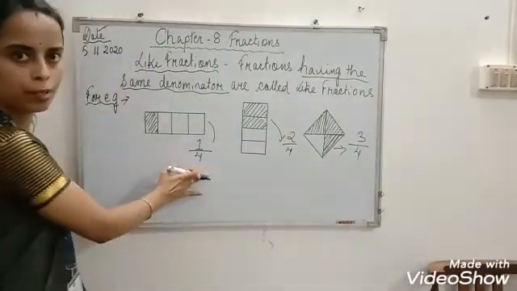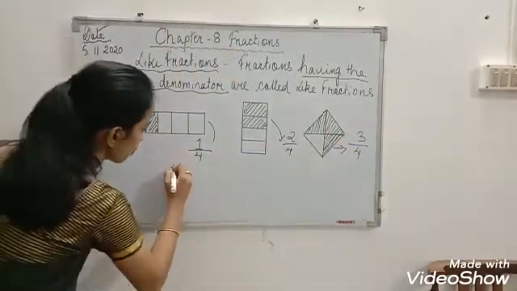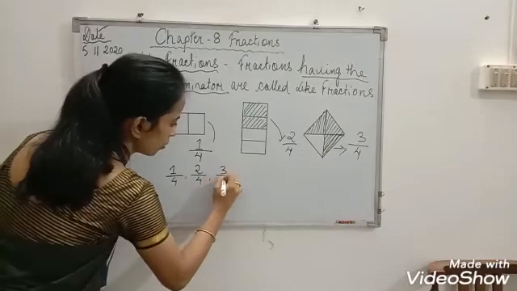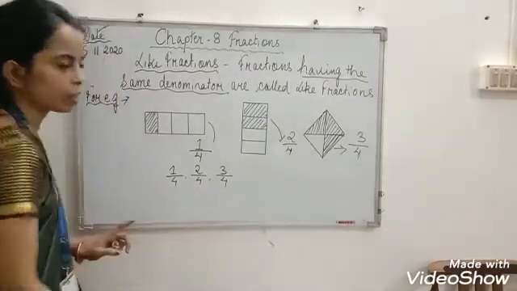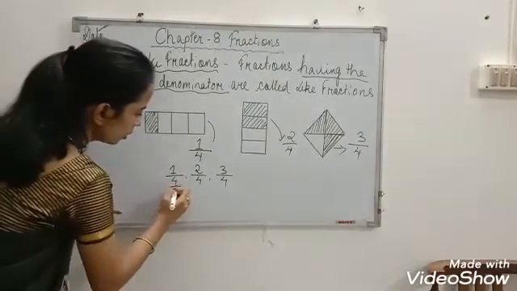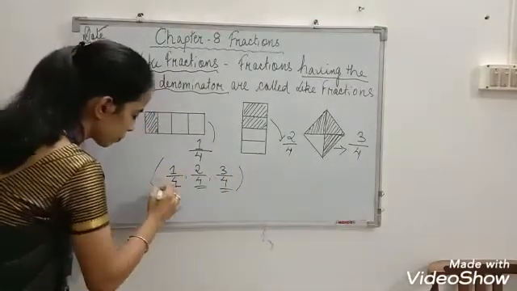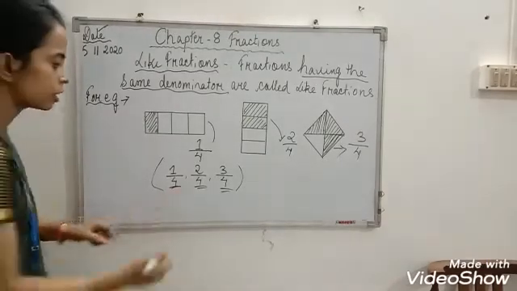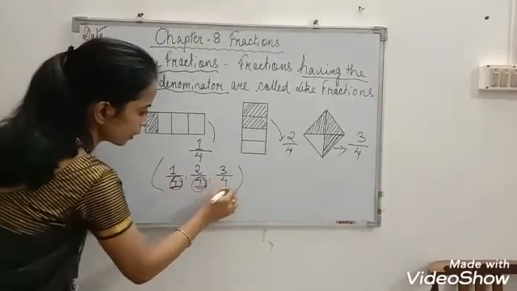So what are the fractions here? 1 by 4, 2 by 4, 3 by 4. If you observe it carefully, what can you find? Here all the denominators are same. In these given 3 fractions, what is common? The denominators are same. Yes, they have the same denominator.